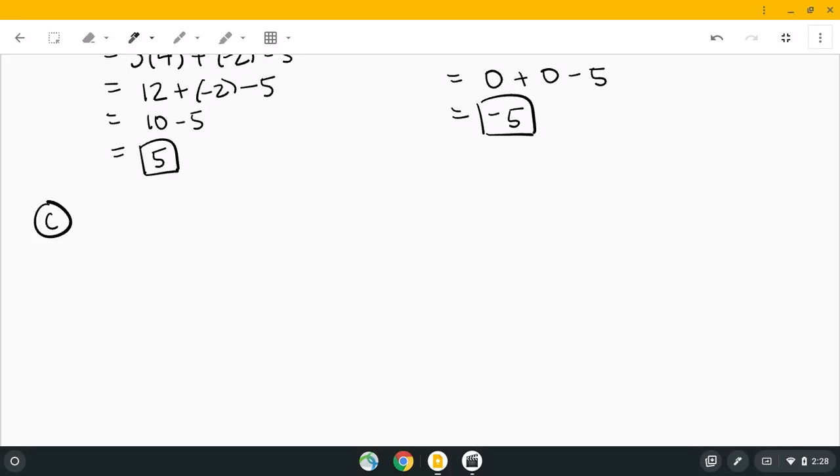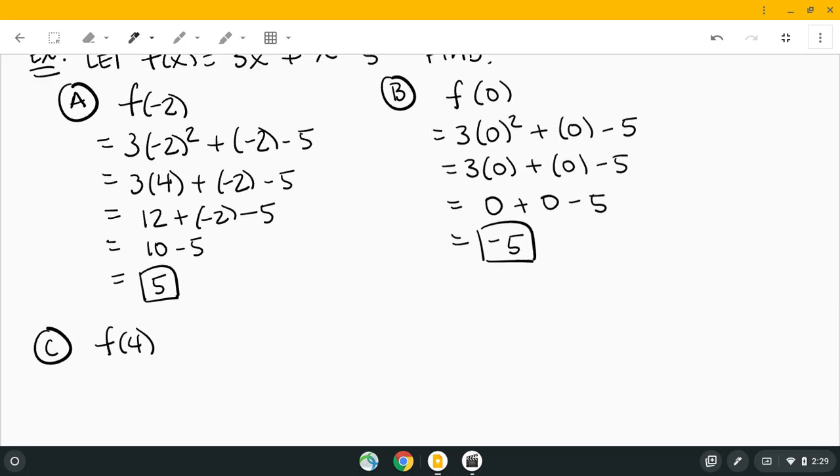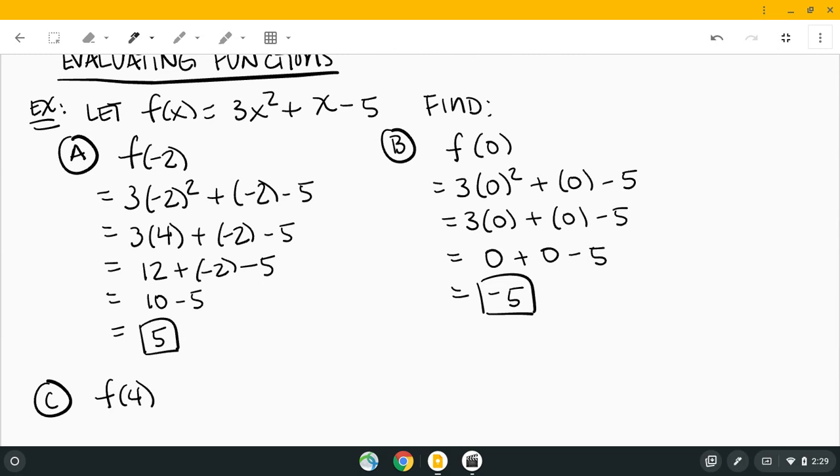Go ahead and try this one. F of 4. So hit the pause button. Let me bring this down so you can see the function. Hit the pause button and go ahead and work this out. Come back and see if you have the right answer.